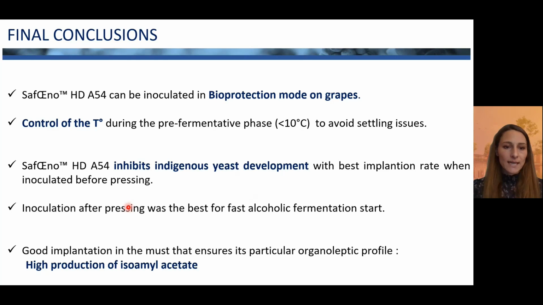We showed also that this yeast can help inhibit indigenous yeast development, and the best implantation rate was when the yeast was inoculated very early on before pressing, but that inoculating after pressing was best for a fast alcoholic fermentation start. In all cases, a good implantation in the must was really related to the particular organoleptic profile of this strain, a high production of isoamyl acetate.